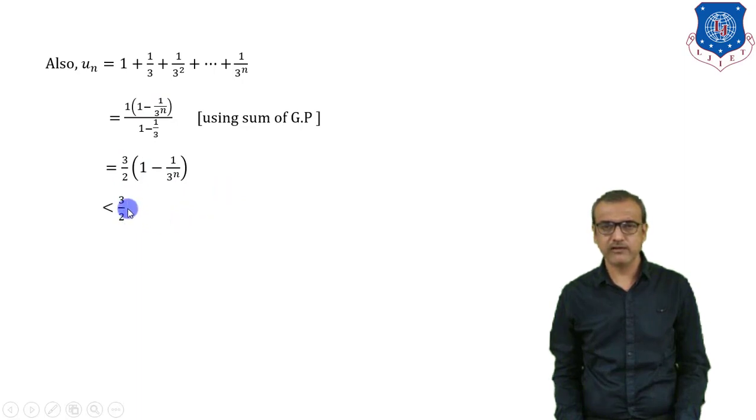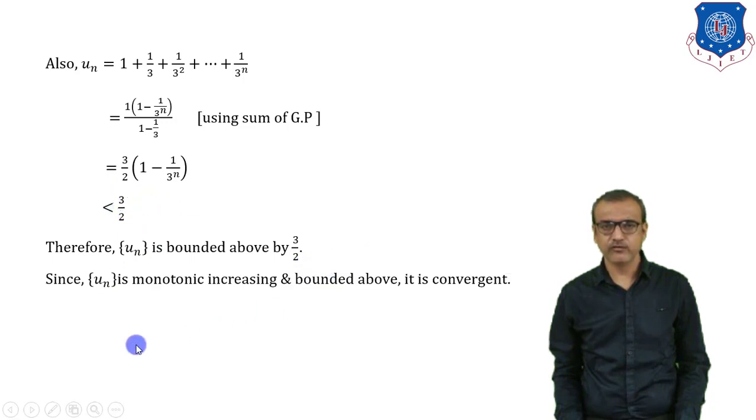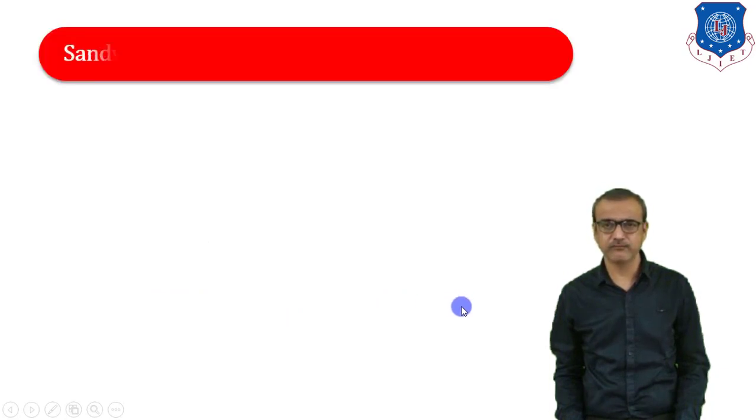Now this is always less than 3 by 2 for n greater than or equal to 1. Therefore we can say that un is bounded by this value, that is 3 by 2. So we can say that un is monotonic increasing and bounded above. And if the given sequence is monotonic increasing and bounded above, then it is convergent. Hence the given sequence is convergent.